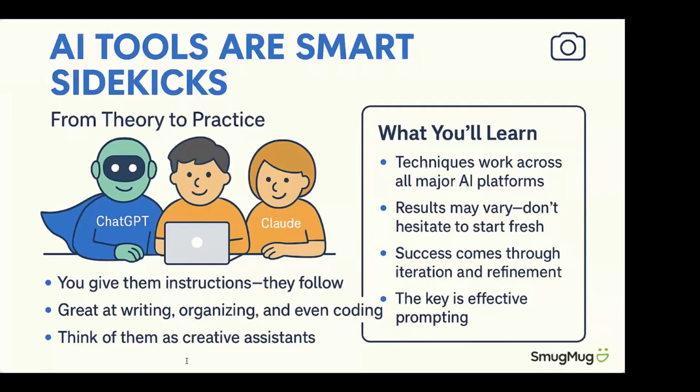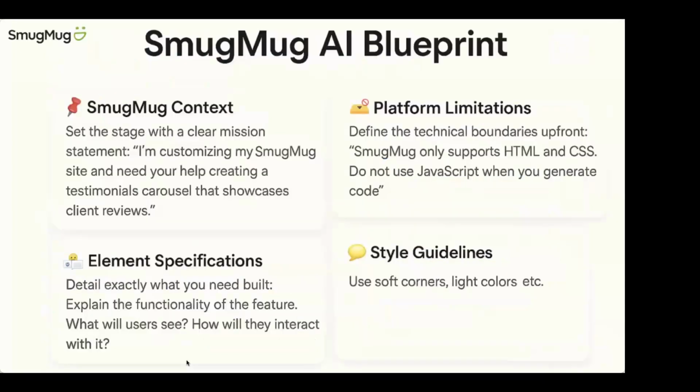And then iteration. Work back and forth with the AI until you get what you need. Don't be afraid to tell it when it got something wrong, how you want something changed, because at the end of the day, it's a guessing machine. So help it guess correctly by working with it. But ultimately, what makes the difference? It's going to be your prompting approach, which brings us to the formula I use every single time.